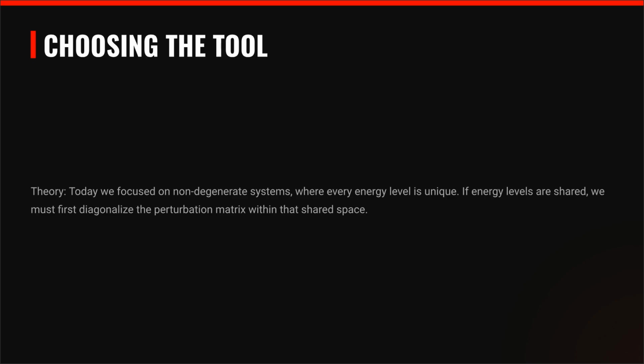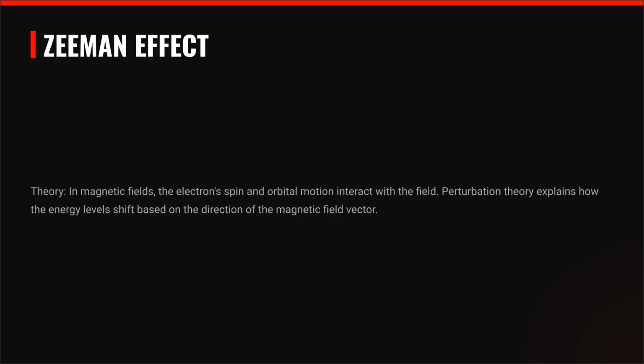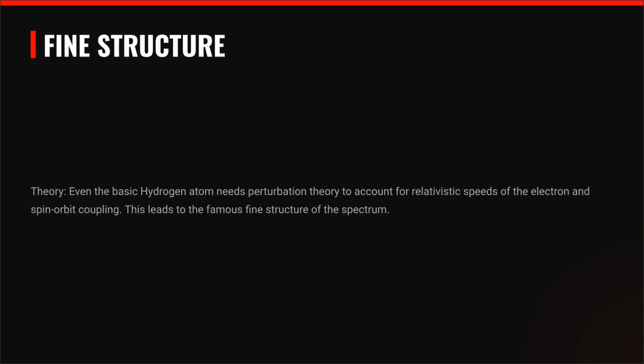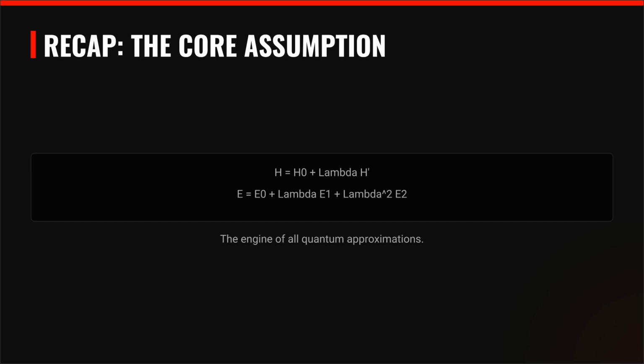If energy levels are shared, one must first switch to degenerate perturbation theory and diagonalize the perturbation matrix within that shared space. Perturbation theory also explains the Zeeman effect in magnetic fields. It determines how energy levels shift based on the interaction of the electron's spin and orbital motion with the magnetic field vector. The fine structure of the hydrogen spectrum, resulting from relativistic speeds and spin-orbit coupling, also requires perturbation theory for accurate description. To recap the core assumption, perturbation theory is the engine of quantum approximations.